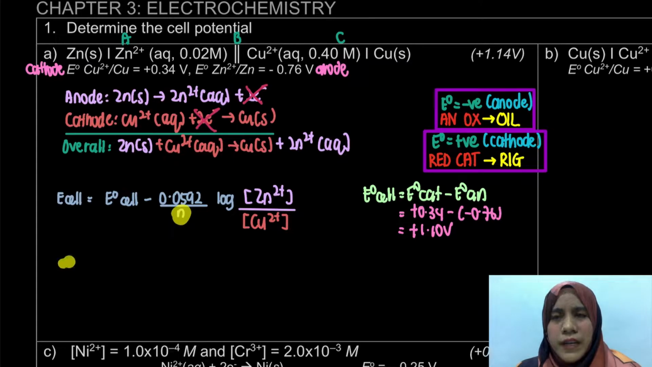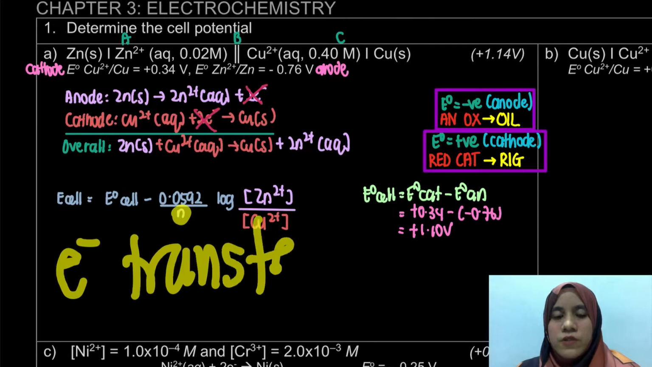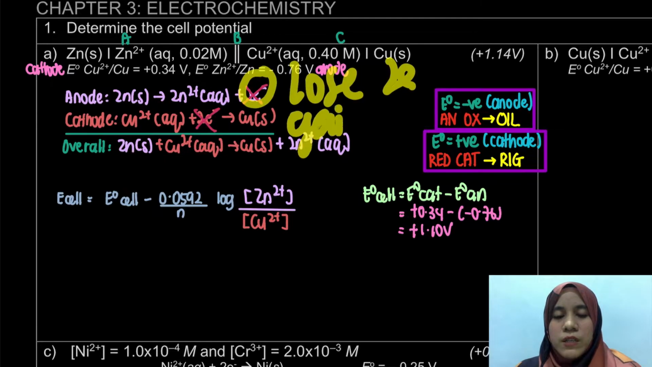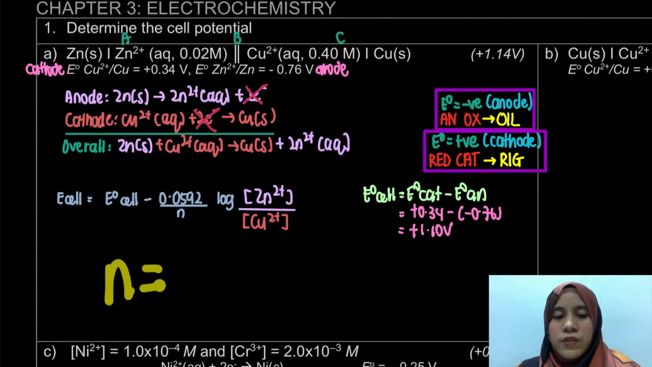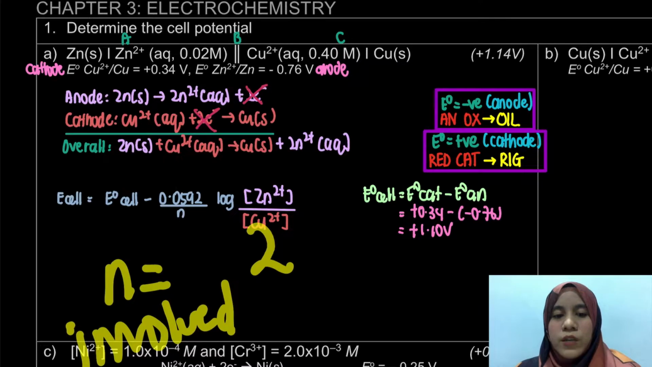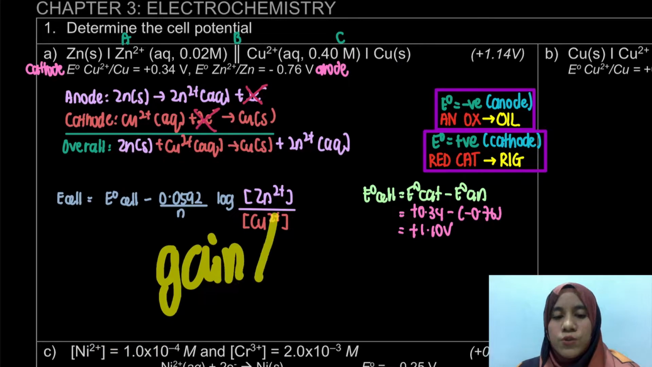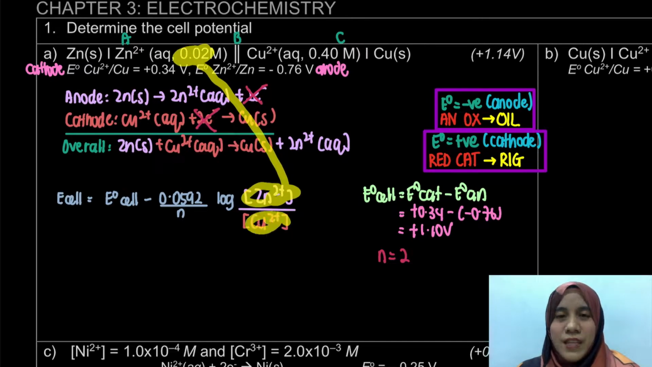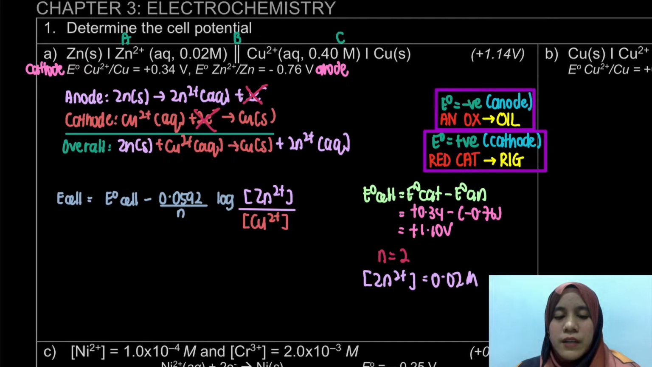N is the number of electrons transferred, the process of gaining or losing electrons. Looking here, the gain or loss of electrons involved is only 2 electrons. So our N is equal to 2. Last but not least is the concentration. The concentration is given in the cell notation, so I will write down the concentration at the side here. Now we have found all the values.